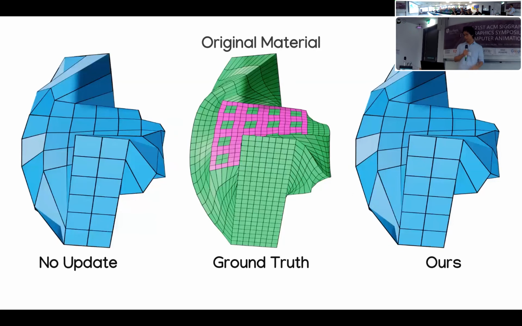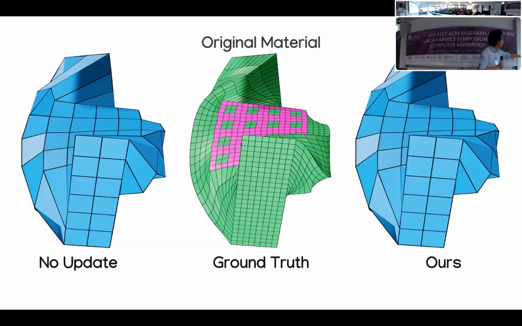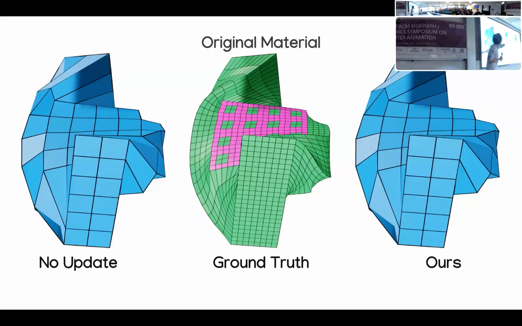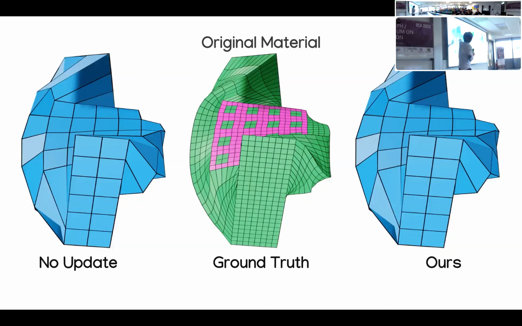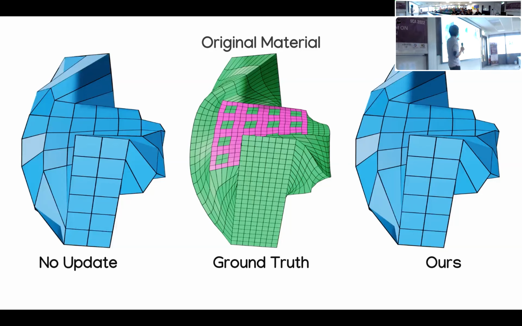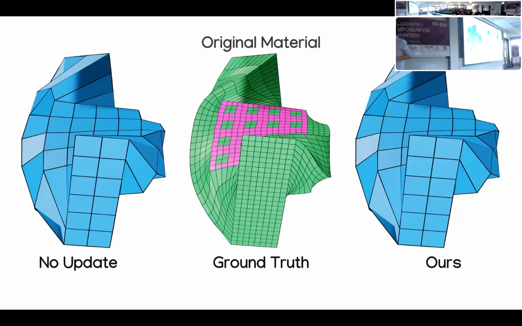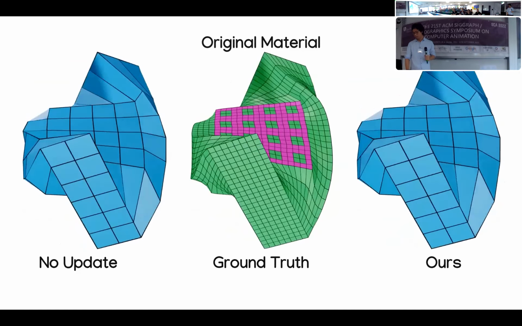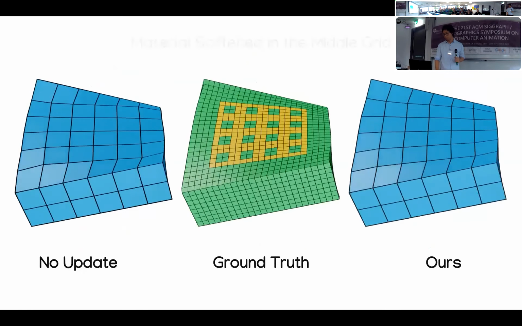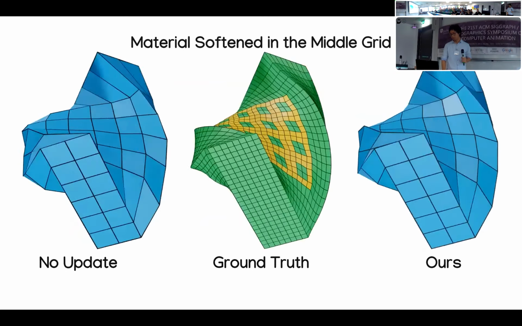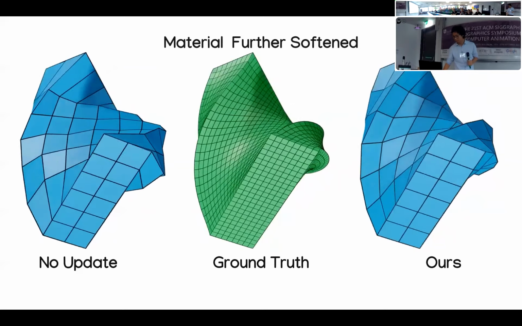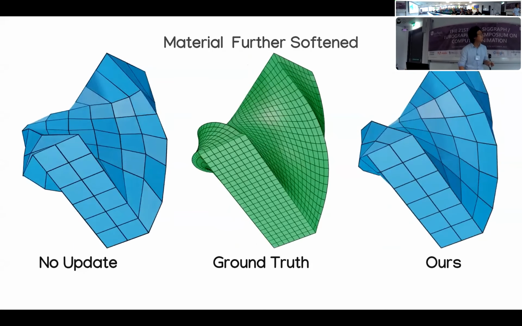In this demo, we show another example demonstrating that we can update the model with material update at runtime. The inner part originally is stiffer, and we will make it softer. And please focus on the inner part of the no update and ours. You will see the no update one will be much stiffer afterwards. No update and ours at the original material are the same. And if we change the material, you can see ours is much softer at the end.